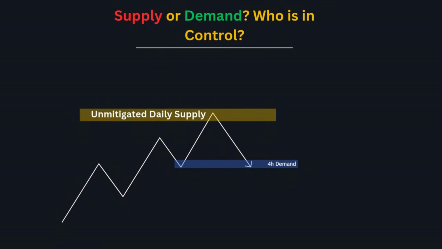Now let's suppose that you are waiting for a demand trade to go long, but the price came from an unmitigated supply zone. In that case, we will consider that the supply is in control, because higher time frame is always in priority. And you can't trade the lower time frame demand without any solid confirmation here. And you should always check from where the price came.